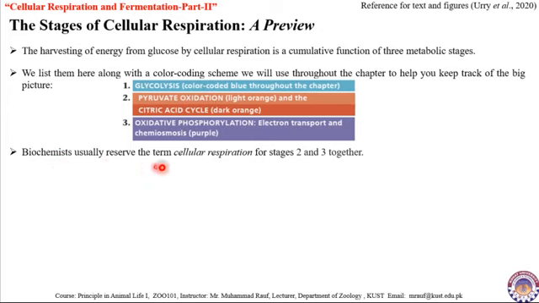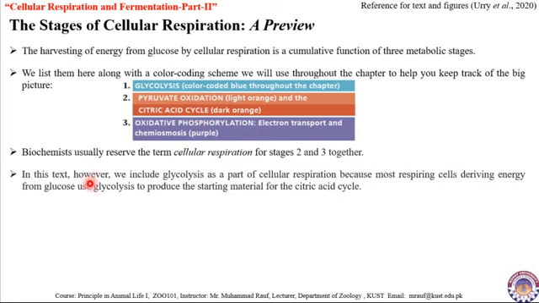Biochemists usually reserve the term cellular respiration for stages 2 and 3 because these stages require oxygen, so they usually refer this term to the second and third stage. In this text, however, we include glycolysis as a part of cellular respiration because most respiring cells deriving energy from glucose use glycolysis to produce the starting material for the citric acid cycle.